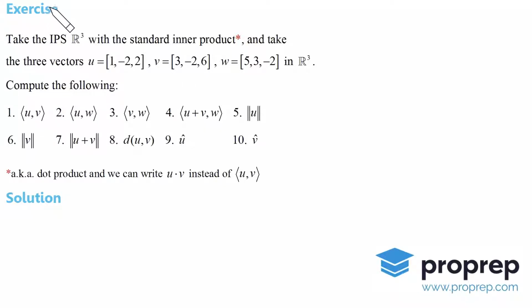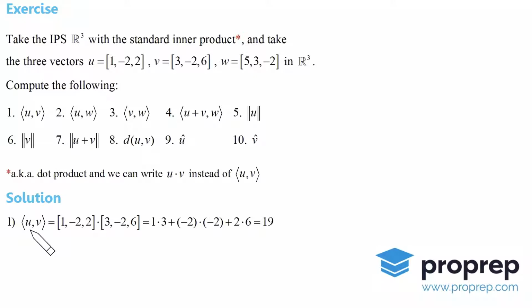In this exercise, we considered the inner product space R3 with the standard inner product. I don't remember if I mentioned it or not, but the standard inner product is also called the dot product. So if you see U dot V, it's the same as the inner product of U and V. That's only for the standard inner product. We have 3 vectors U, V, and W, and then we have 10 different computations to perform.